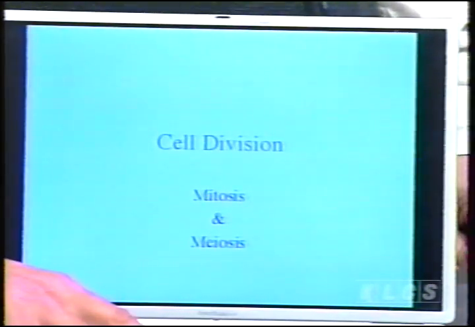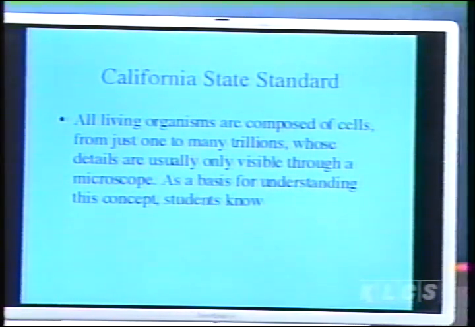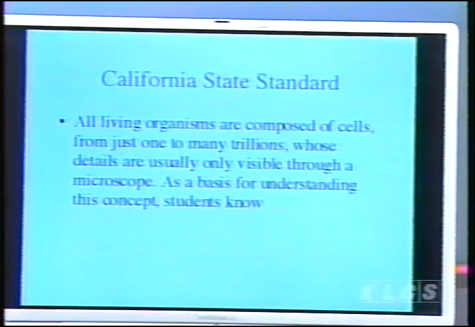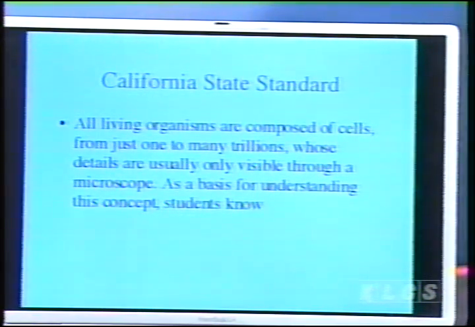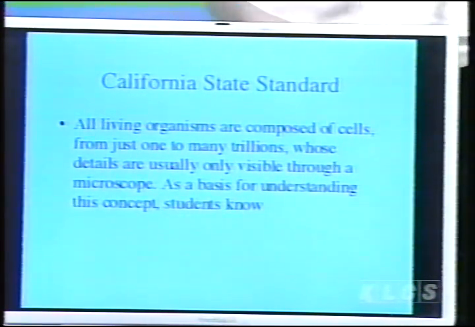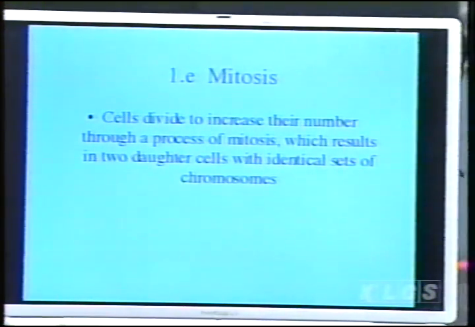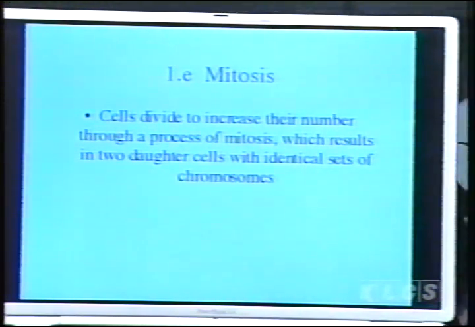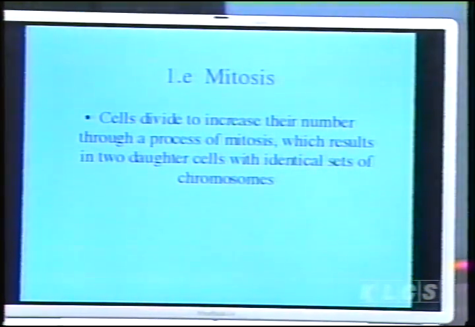So on our PowerPoint presentation, first I want to talk about the state standard that we are going to address. The state standard is: all living organisms are composed of cells, from just 1 to many trillions, whose details are usually only visible through a microscope. As a basis for understanding this concept, students will know that for mitosis, which is standard 1E, cells divide to increase their number through a process of mitosis, which results in two daughter cells with identical sets of chromosomes.